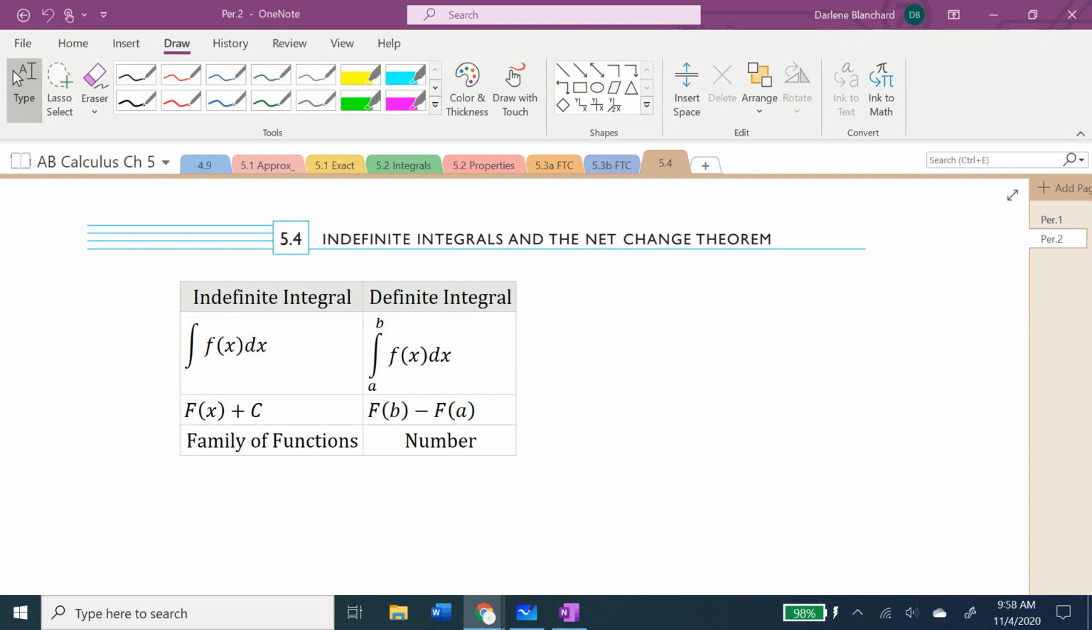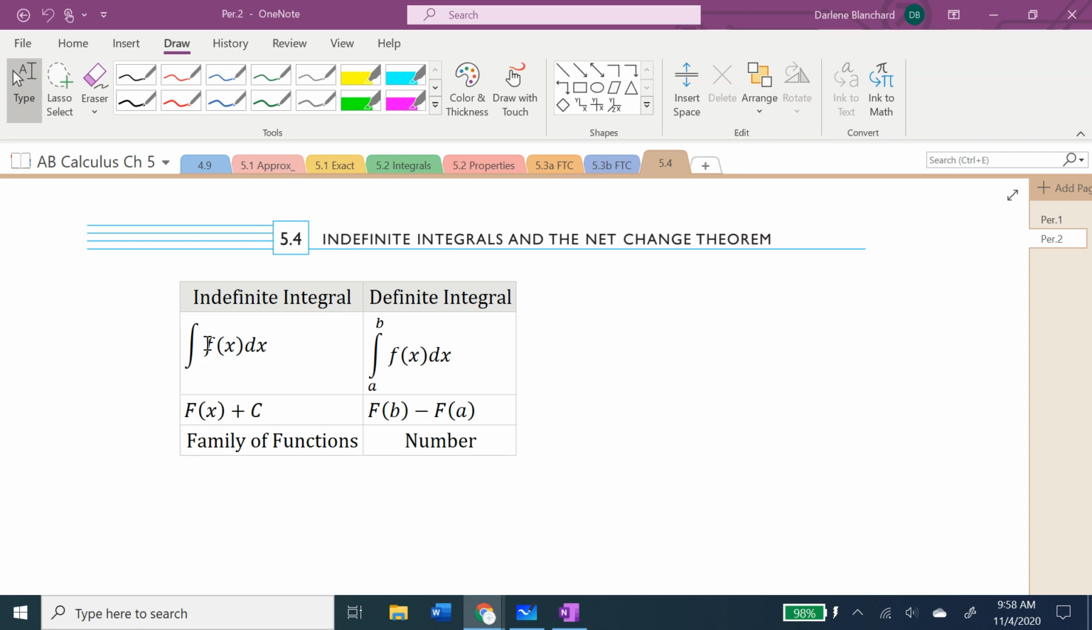Okay, section 5.4, indefinite integrals. Sometimes I call them naked integrals. They just don't have the a and the b on them. And you can see that over here on the left.